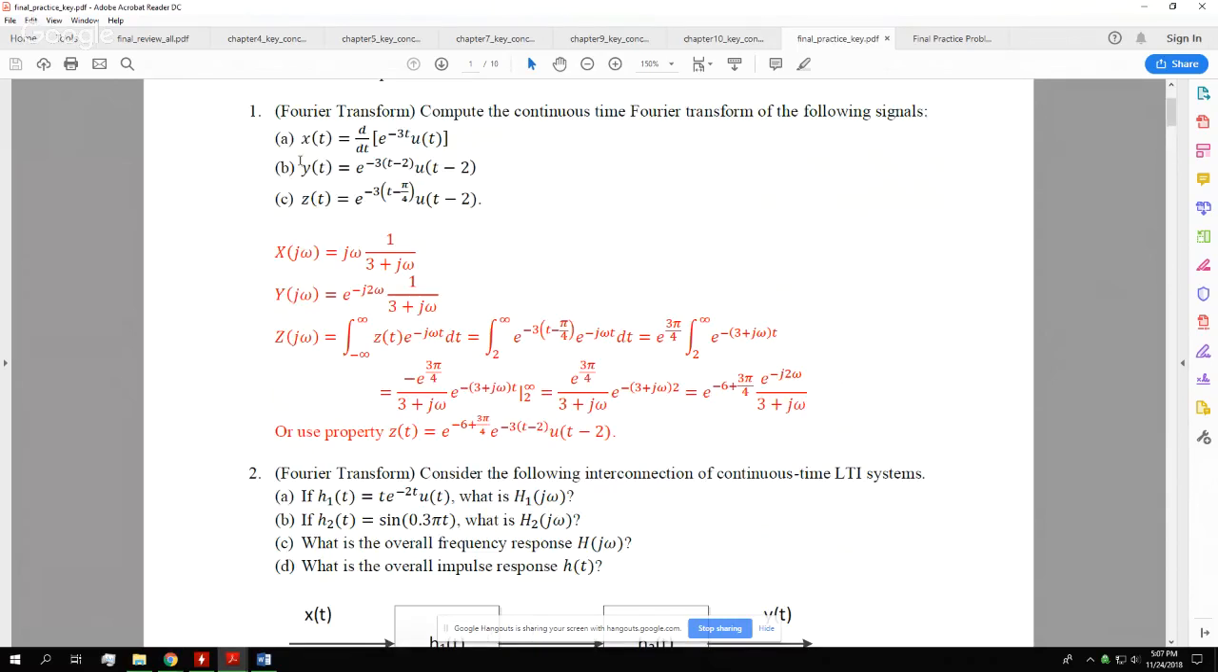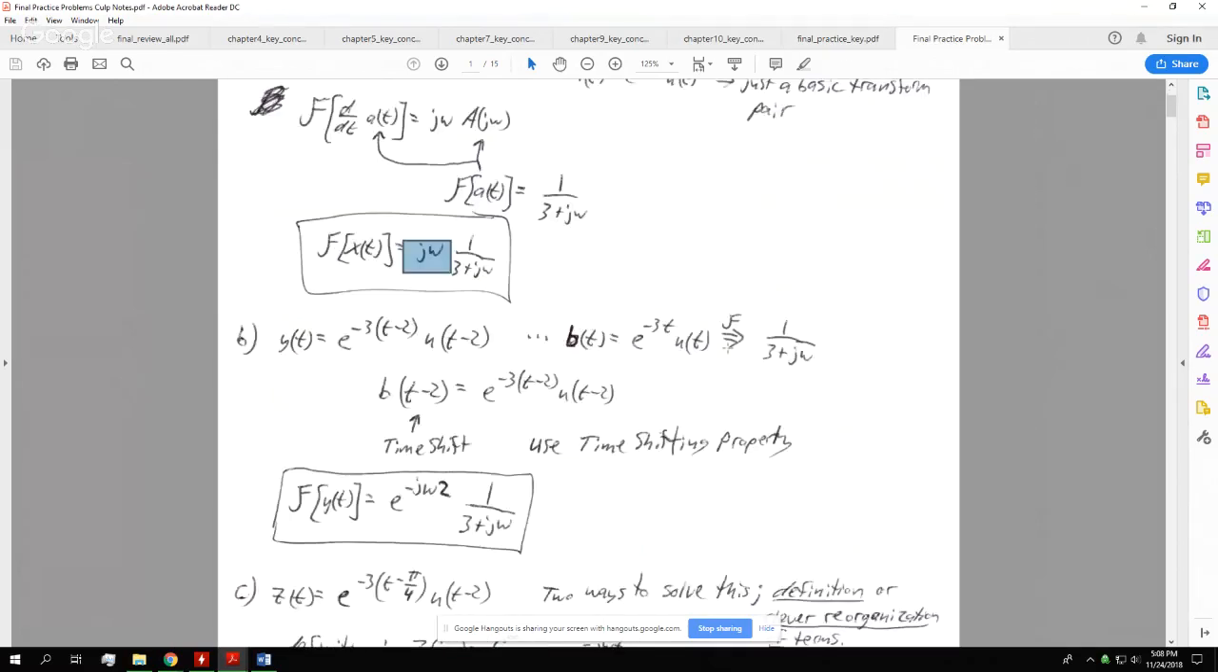So part B is our y of t, which is an exponential times a unit step, but time shifted. You can see we have a time shift here. And luckily, our time shift is the same for both terms. Our next problem will have a different time shift, and we'll learn how to handle that. But this one is very straightforward too.